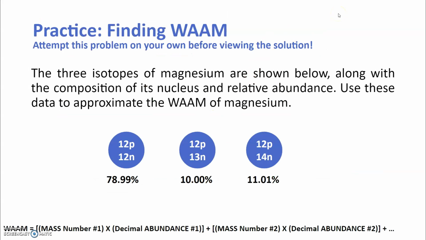Here's another example. There are 3 isotopes of magnesium along with the composition of its nucleus and the relative abundance. Use this data to approximate the WAAM of magnesium. So if you have the protons and neutrons, right, you can find the mass number. So that's the first thing you're going to do, is find the mass number for each isotope, and then you can solve for the WAAM.